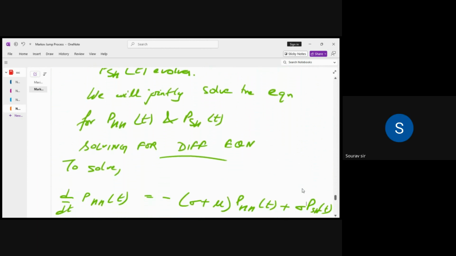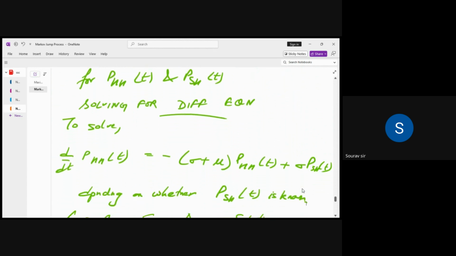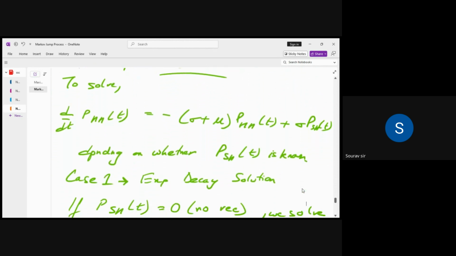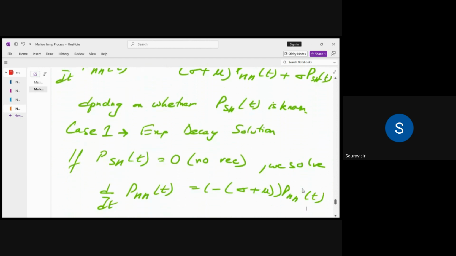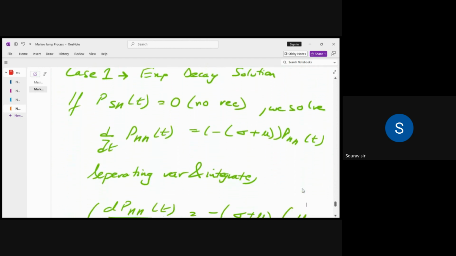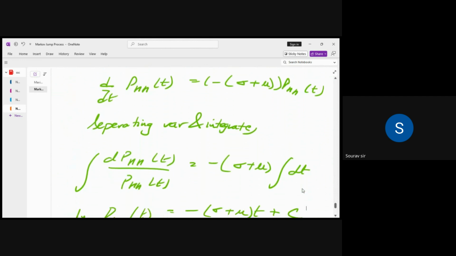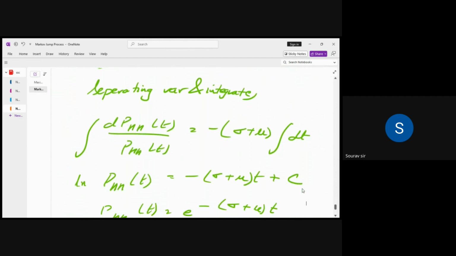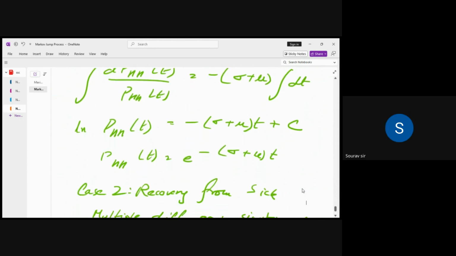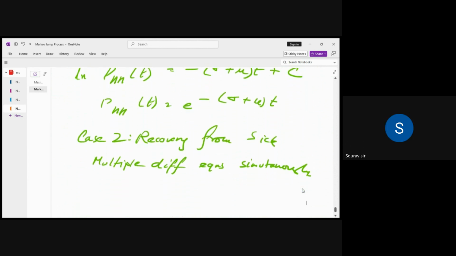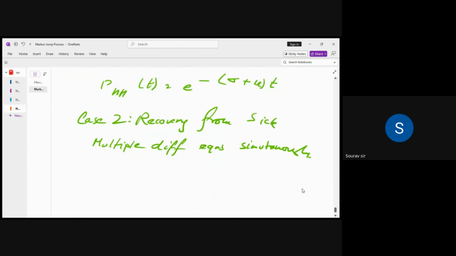So here is the first one. If this is the equation, then in the first case you do the exponential decay solution, differentiating, then separating the variables and integrating. And for the second one, it is recovery from sick. Here you will use multiple differential equations simultaneously, and you will incorporate the evolution of P_SH(t).